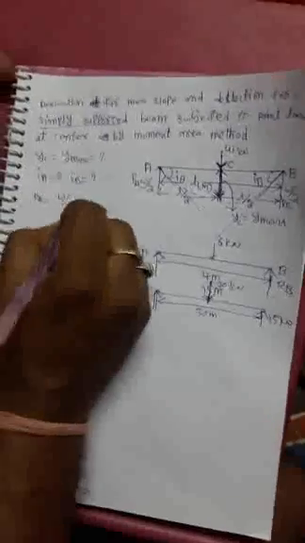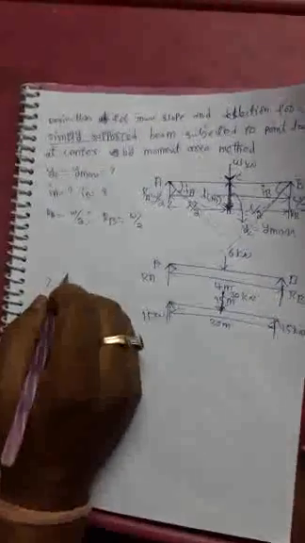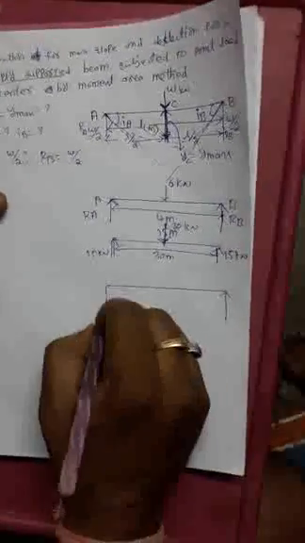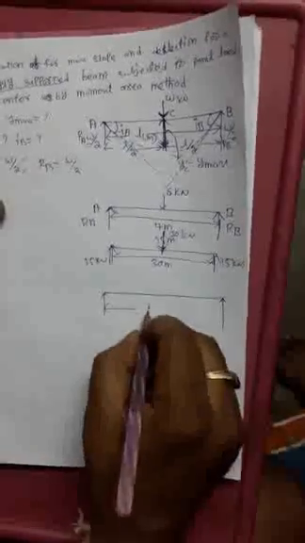So this reaction RA equal to W by 2, and this reaction RB equal to W by 2. So these beams are called equally loaded beams. So for this beam, again draw a beam of span L.